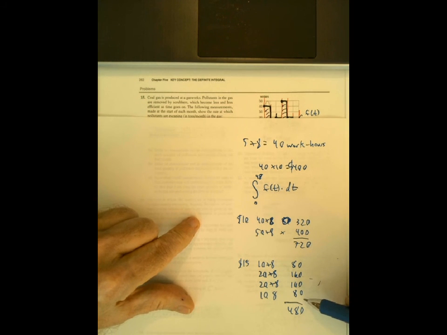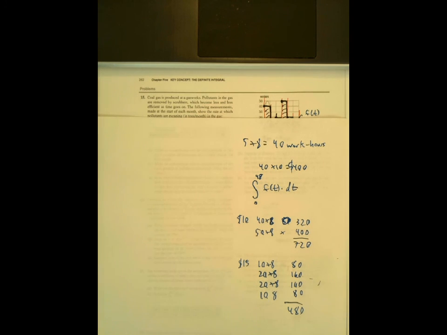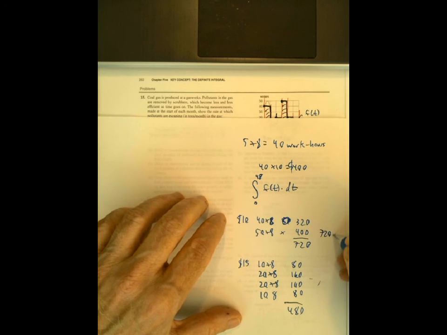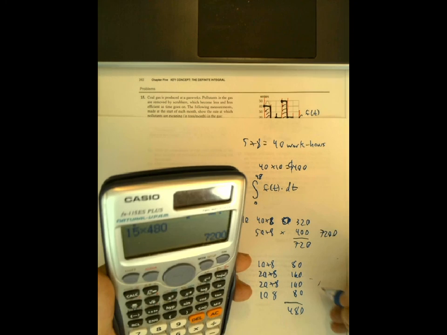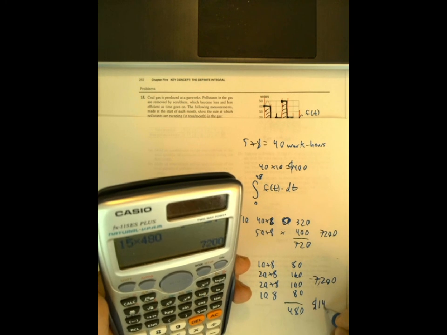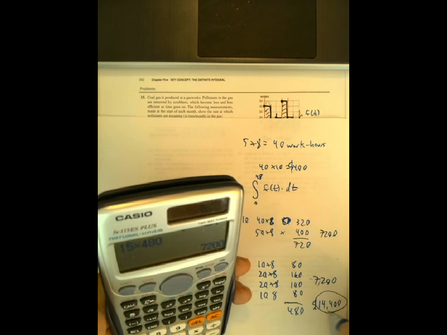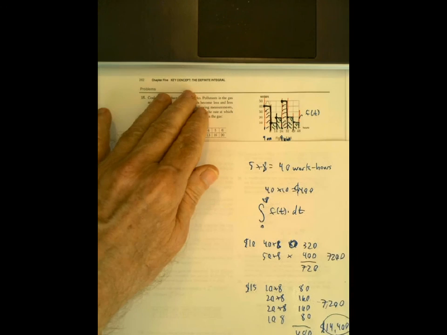So it worked out to be 480 worker hours at the $15 rate. So now we just multiply, right? 10 times 720 is $7,200, and then 15 times 480, that's also 7,200. So we add those up. That's $14,400 are the labor costs, right?